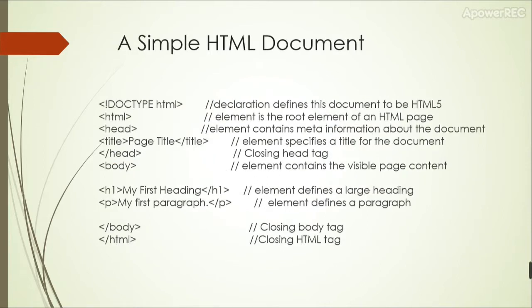Simple HTML document. Firstly, we need to declare the document by writing the doctype. After that, we will write html as the root element of an HTML page. Third one is head. The head element contains the meta information about the document. After that, the title comes, like a page title.